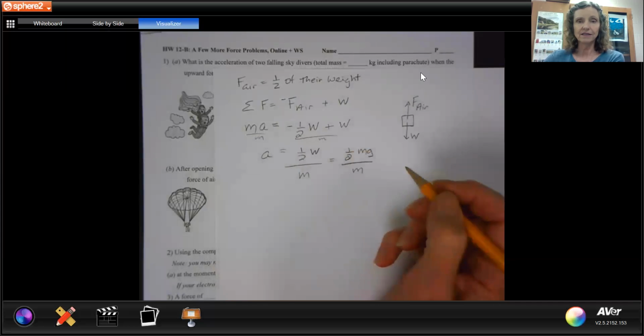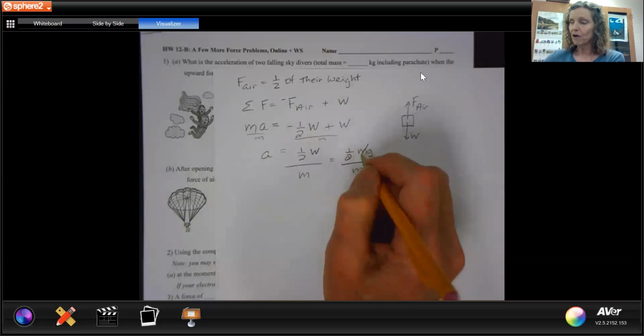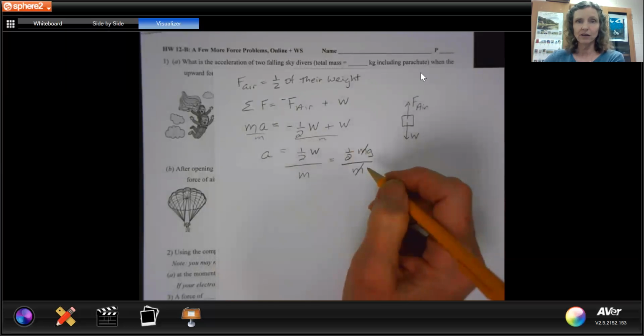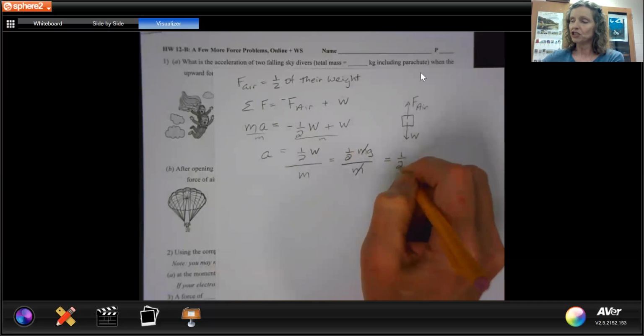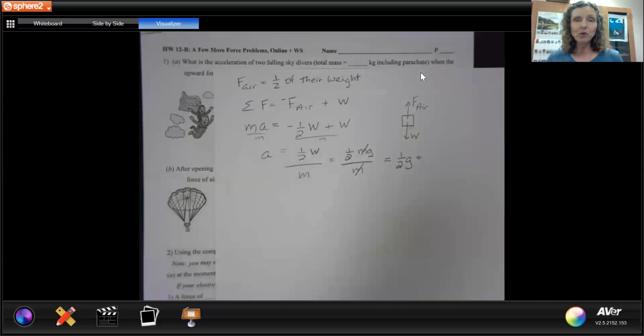Whoa, look at this. Do you remember that? The mass of a falling object does not determine its acceleration. So what I've found here is their acceleration is 1/2 g. So without any number being given to me in the problem other than that fractional relationship of air resistance, I'm now going to pick up my calculator. Please do the same and type in 0.5 times the value of g.